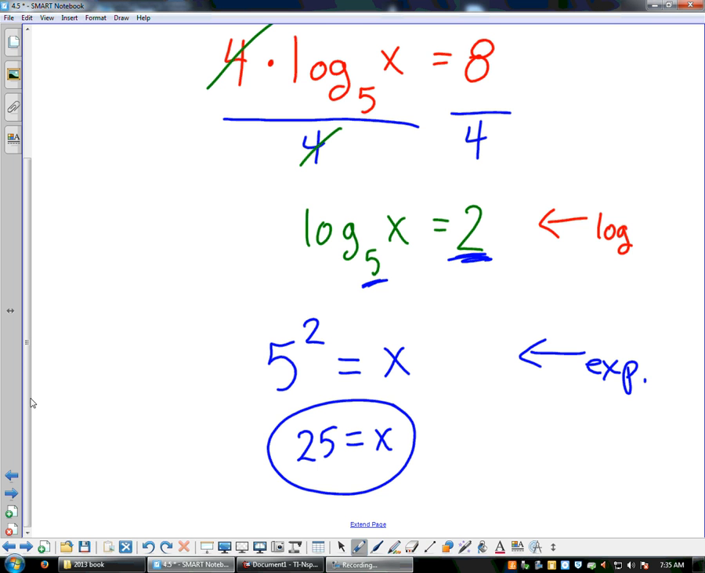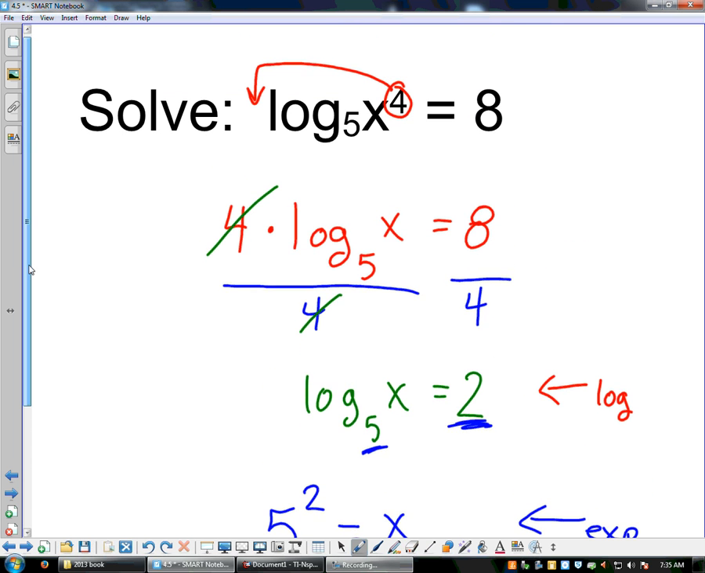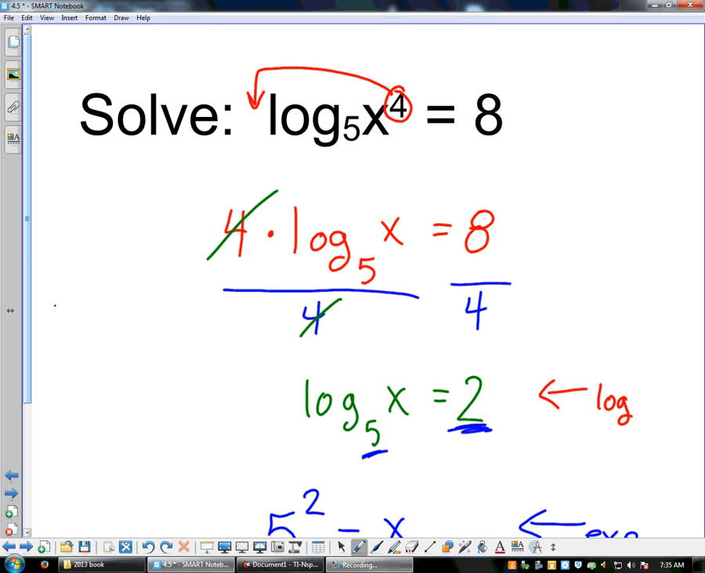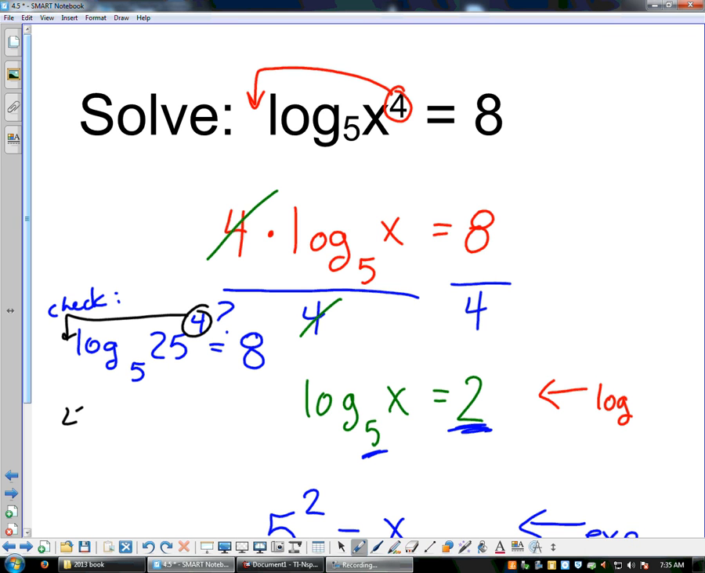All right, and since we got 25, let's check that. Doing a little check here. Log to the base 5 of 25 raised to the 4th, is that really equal to 8? Well, again, from our properties, we can bring this down in front. So we're really saying 4 times log to the base 5 of 25 is equal to 8. At least we're wondering if that's true.